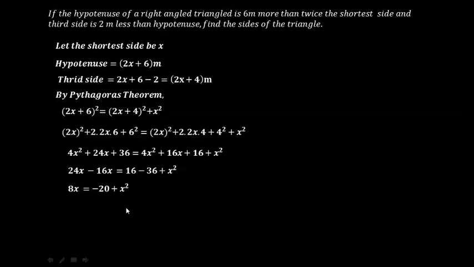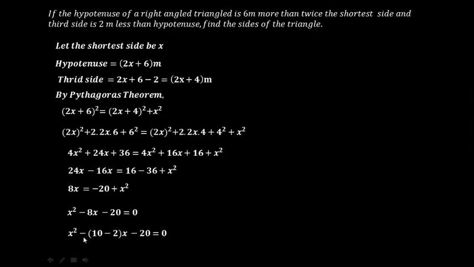Now we'll make our right hand side equal to 0. So x square, when 8x comes to this side, it becomes minus 8x. Minus 8x minus 20 is equal to 0. Now this is in the form of a quadratic equation. We will solve it by the method of factorization, that means breaking the middle term.